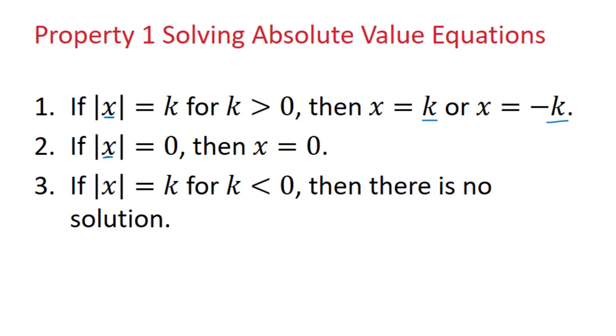And then the last part of this property is if the absolute value of x is equal to k, for k negative, then there is no solution because there's no number that I can substitute in place of x whose absolute value will be a negative number.